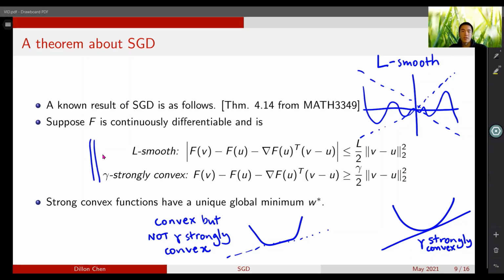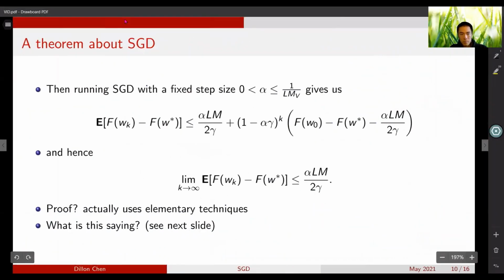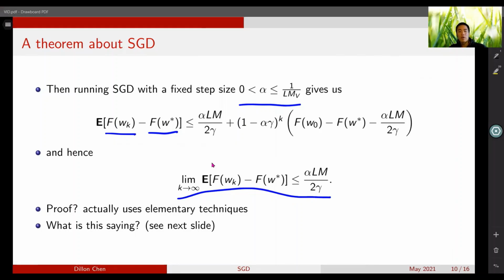The diagrams on the screen give some examples or non-examples of such functions. Then if we run SGD with a fixed step size alpha, satisfying these bounds, we get this identity on the expectation of the difference between f(w_k) and the global minimum f(w*), and hence this limit identity below. We won't go through the proof for the sake of brevity of the video, but the techniques used are actually fairly elementary. So what exactly is this saying?